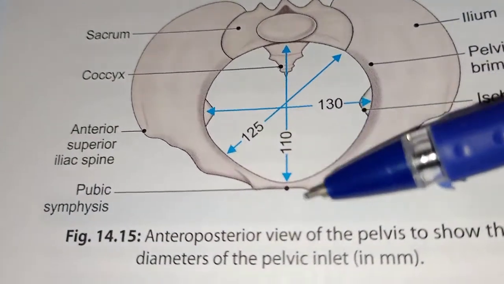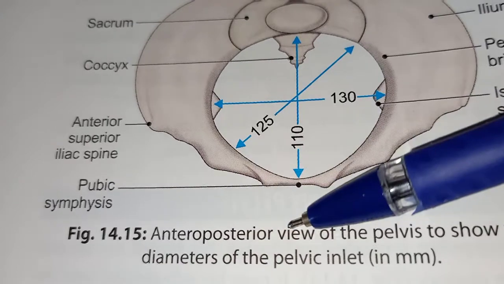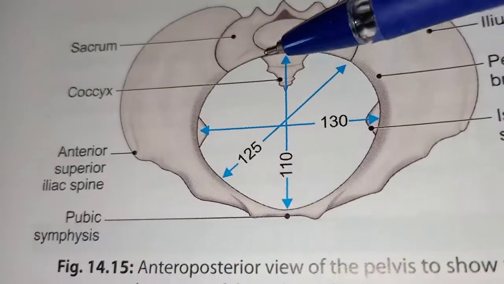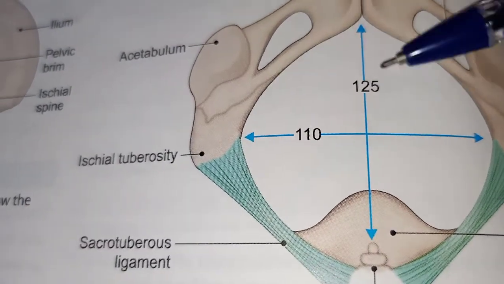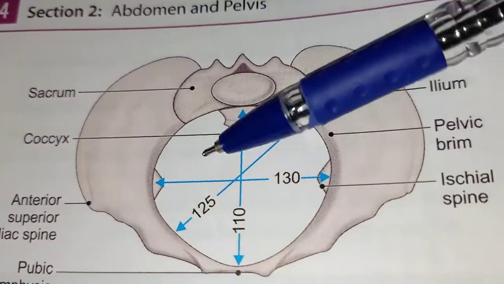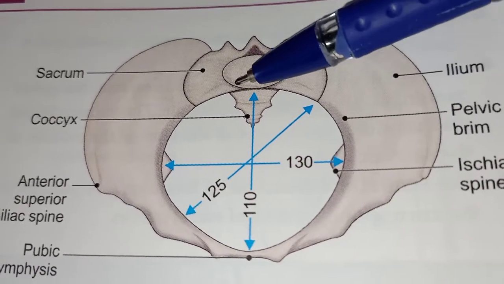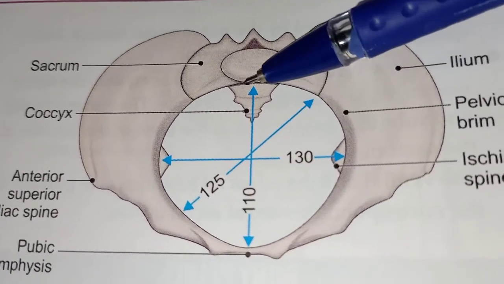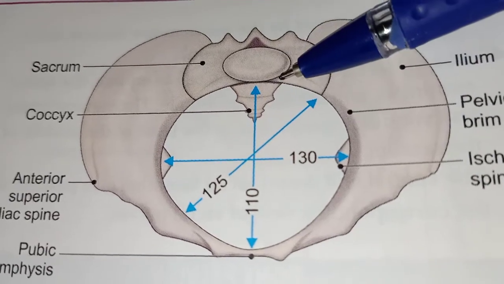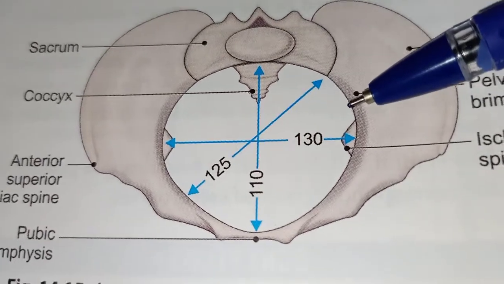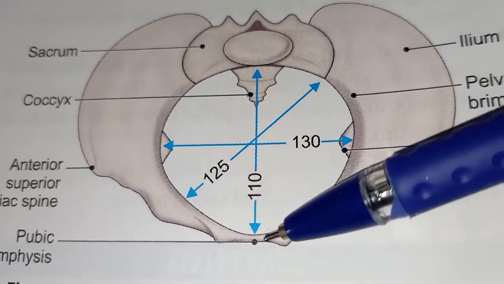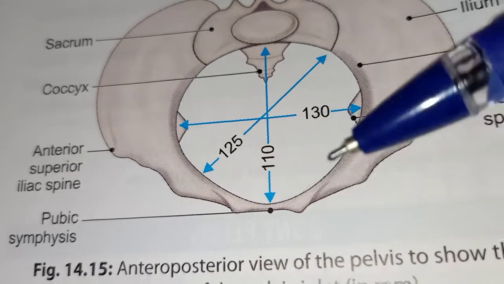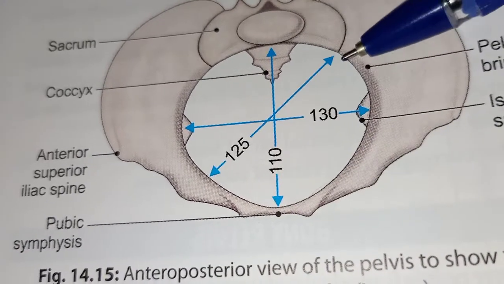Okay. So this is the AP view of the pelvis to show the inlet. This is the inlet, and this is the outlet. In the inlet, if you see, there is the sacrum. This is the sacral promontory. Then the margins, the wings of the ala, then the arcuate line, then the pectineal line, then the pubic crest and the pubic symphysis. So this was about the pelvic inlet.